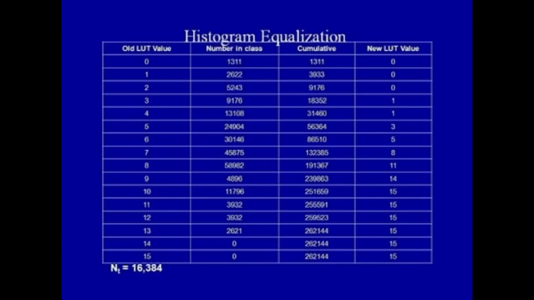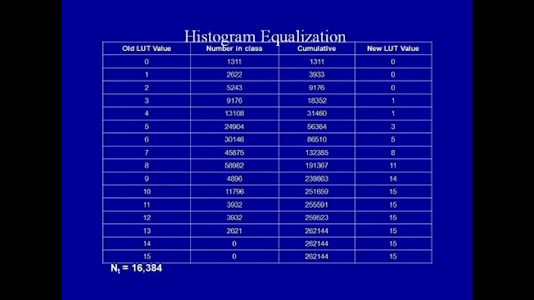Let us look at the table which is given here. For each brightness level, the number of points has been indicated. For brightness level 0, we have 1311 points. For brightness level 1, we have about 2622, and so on.